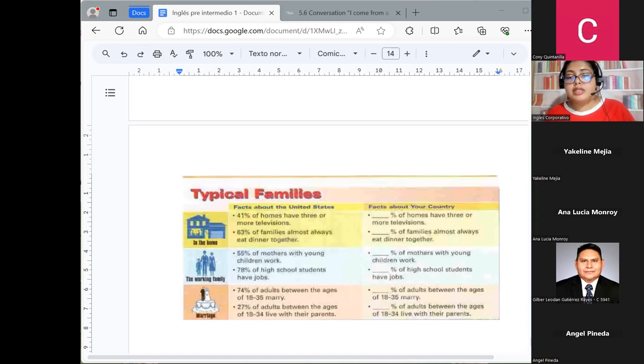Tomorrow we are going to see the second part of this table. So we are going to make the comparison between our country and the United States. Now, we are going to end the session here and we are going to see each other tomorrow on session number 3 of this last week.